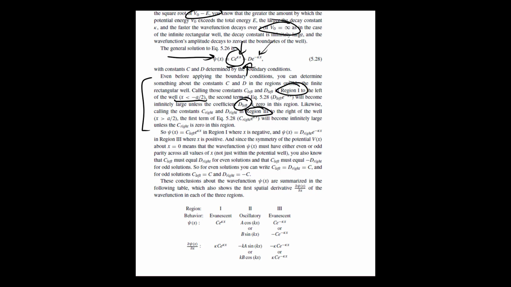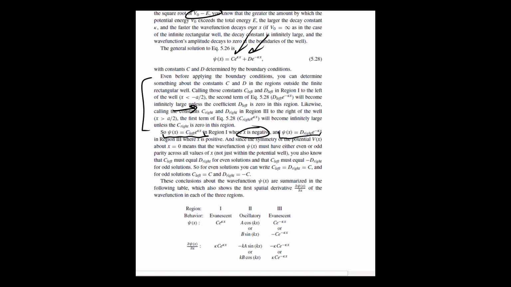Okay, what about in the right region? That is region 3. I'll clean this up so you can see it better. Calling those constants in region 3 C right and D right, in that region x is positive. So as x goes to infinity, this term is going to blow up. So there, we've got to take C right as 0, and only this term can be non-zero. So that means in region 1 to the left of the well, ψ(x) is C left e to the κx, because x is negative there. And in region 3 to the right of the well, ψ(x) equals D right e to the minus κx. That's where x is positive.